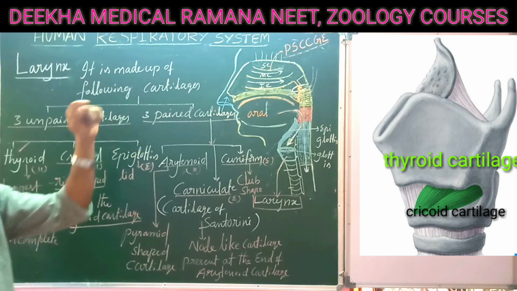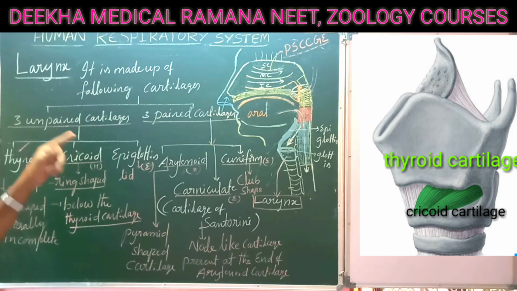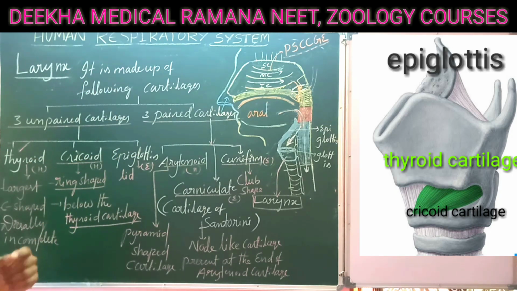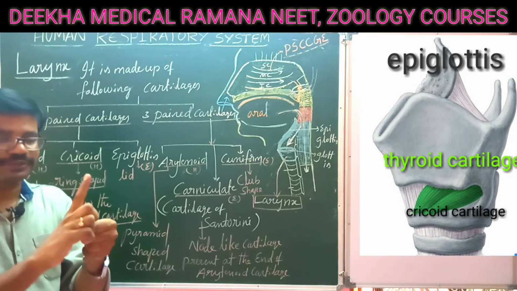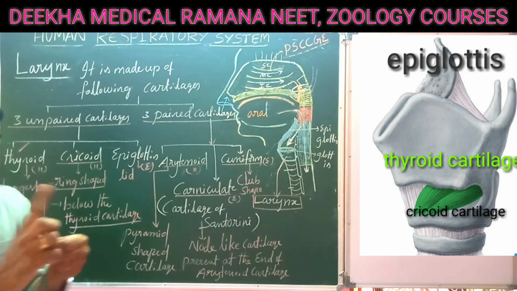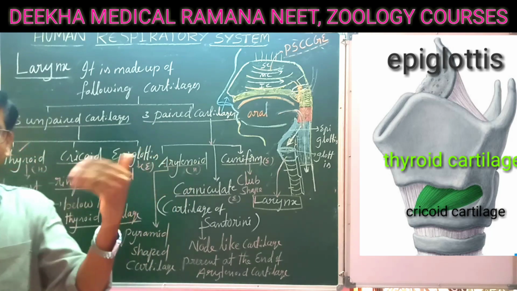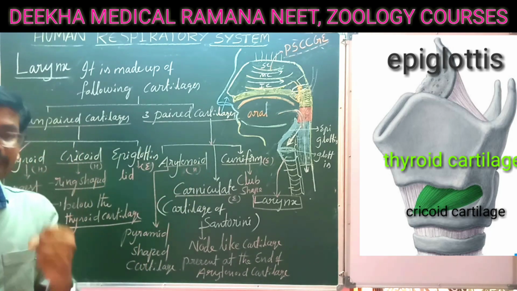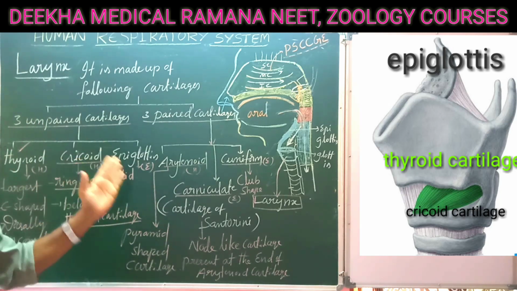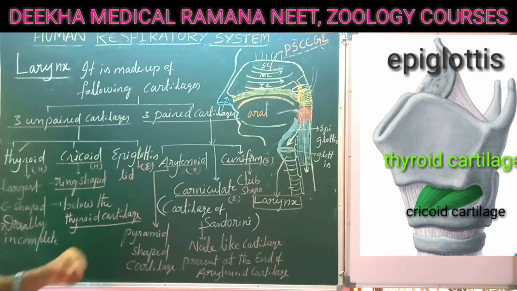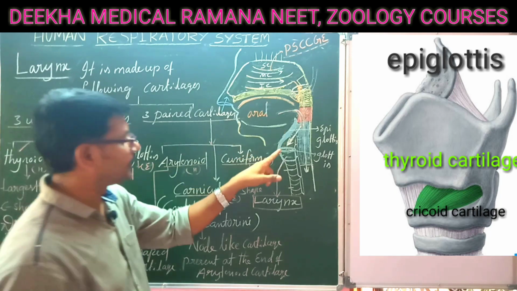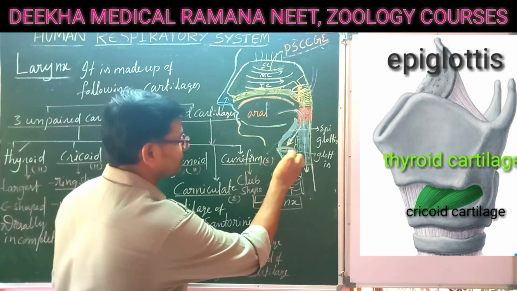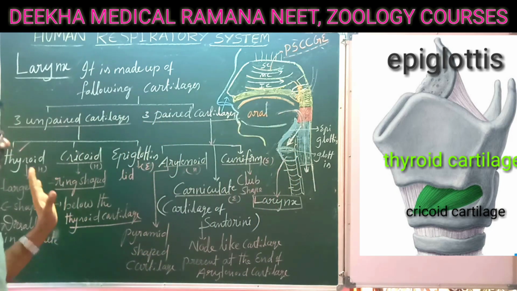And epiglottis we learnt in the last one. Epiglottis is a flap like or lid like structure which is present over the glottis, which helps in opening and closing, and which helps to allow the food into the food pipe and wind into the wind pipe, which helps prevent the entry of food into the larynx. Epiglottis is made up of elastic cartilage. It is very clear about the unpaired cartilages.